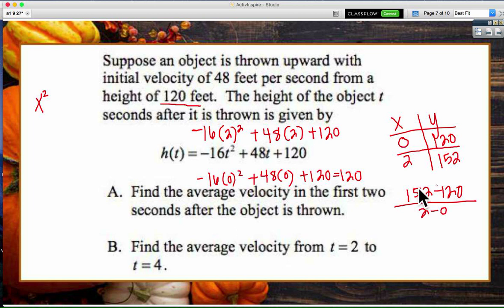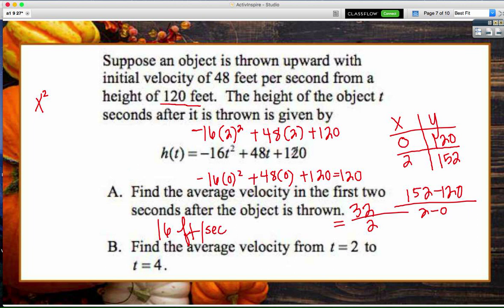So the change in y, the change in height, what was that? What's 152 minus 120? 32. Okay. And then 2 minus 0 is just 2. So what does that come out to be? 16. So let's make sure that we're answering the exact question that's being asked. It says the average velocity, that's 16 feet per second. Okay, 16 feet per second. That's the velocity that it is at exactly 2 seconds after it has been thrown.